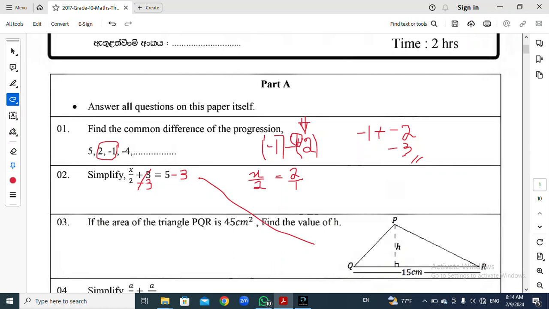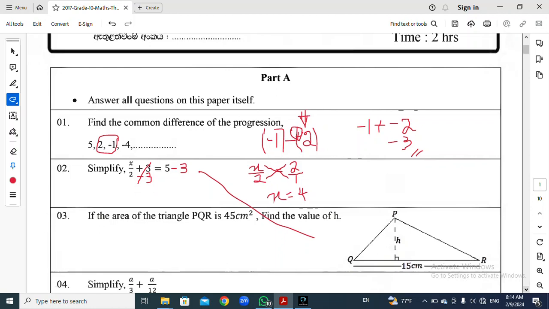Now cross multiplication means we have to multiply this x and 1, and multiply this 2 and 2. So x into 1 is equal to x, so x is equal to 2 into 2, that is 4. So I think that's also easy.